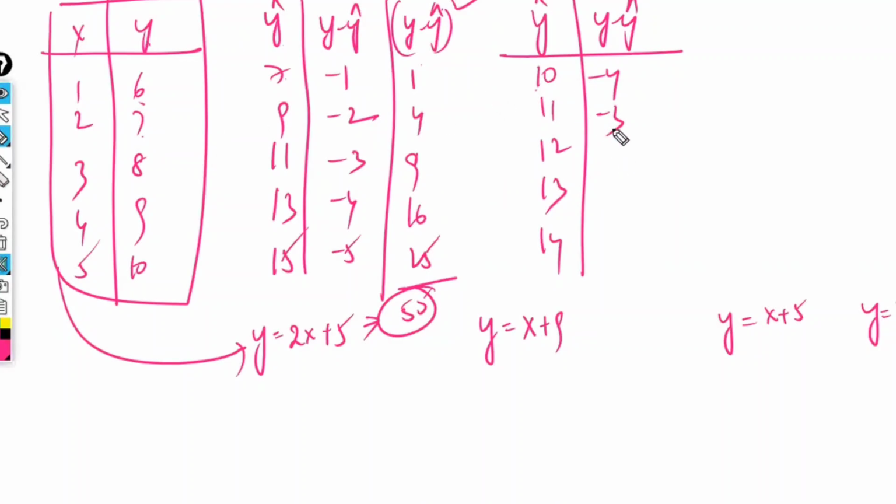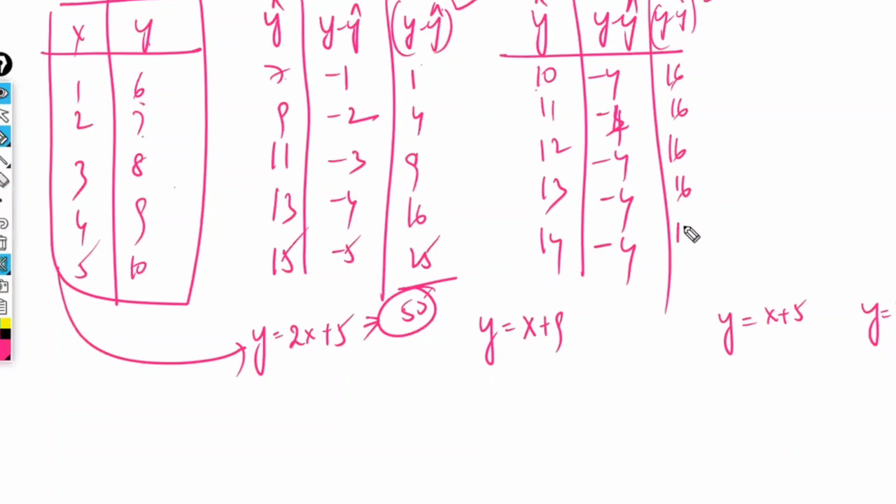7 minus 11 is minus 4, 8 minus 12 is minus 4, 9 minus 13 is minus 4, 10 minus 14 is minus 4. That is y minus y hat whole square: 16, 16, 16, 16, 16. Now the sum is 80. When compared to these two equations, which is best? This is best.